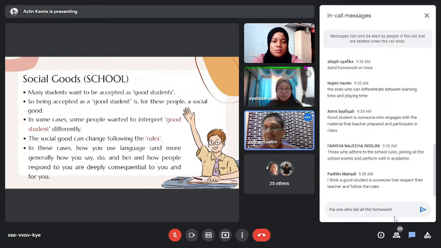Okay, so most of what you have written here is, I think, the traditional kind of definition of a good student, right? But if we were in America or in the West, do they have these characteristics, based on what you observe on TV or in movies? Are there students like this in America? You can use your mic if you want.